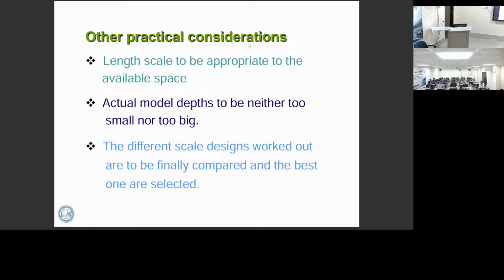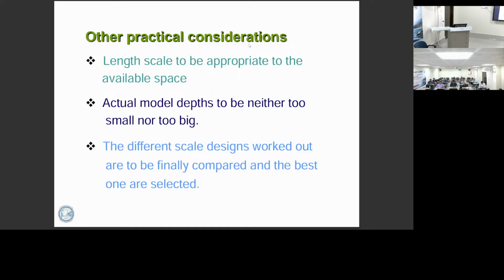Space is equal to L into B. If you have a model tray of that size, you can adopt this space. This is to be kept in mind. Second thing is discharge. So discharge is L D root D. I will explain in the later stage. This Q should be available to our model limitation. So whatever infrastructure we are having, whether we can get that discharge in the model or not, that is also to be kept in mind.